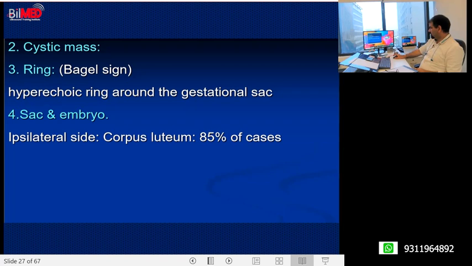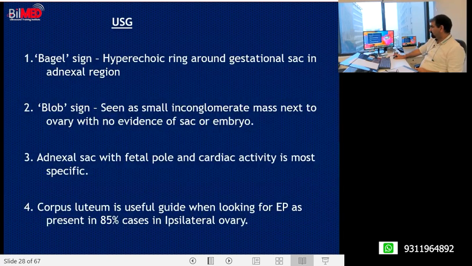So, the bagel sign, blob sign, adnexal sac with fetal pole, if seen, is the most specific. But the point is, this sac with fetal pole is not seen in more than 20-25% of cases. And if seen, it is a straightforward diagnosis. So this corpus luteum is a very useful guide when looking for the ectopic pregnancy, as it is present in 85% of cases on the same side.